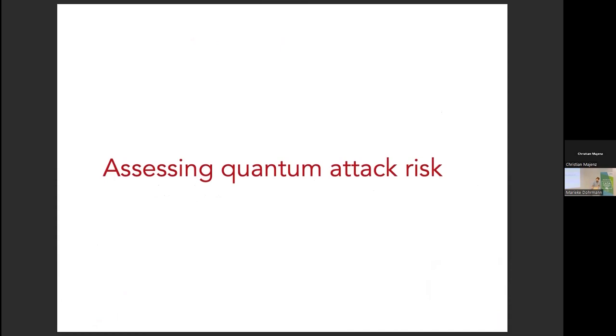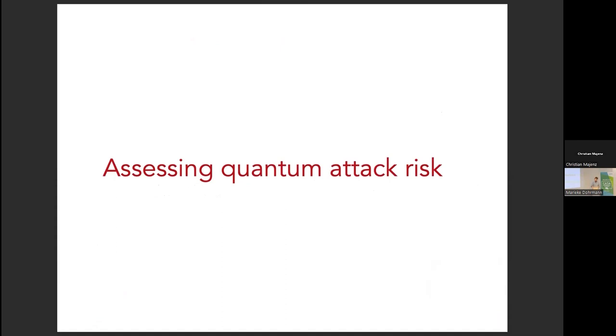Now, for the last part of the quantum computing threat to cryptography part, I want to talk a little bit about assessing the risk that quantum computers pose to our IT infrastructure or to our computer security infrastructure.